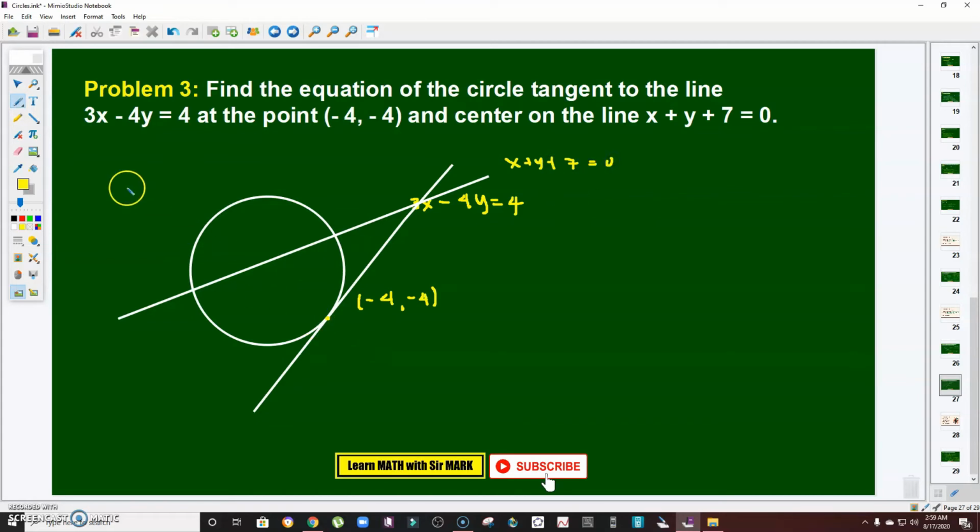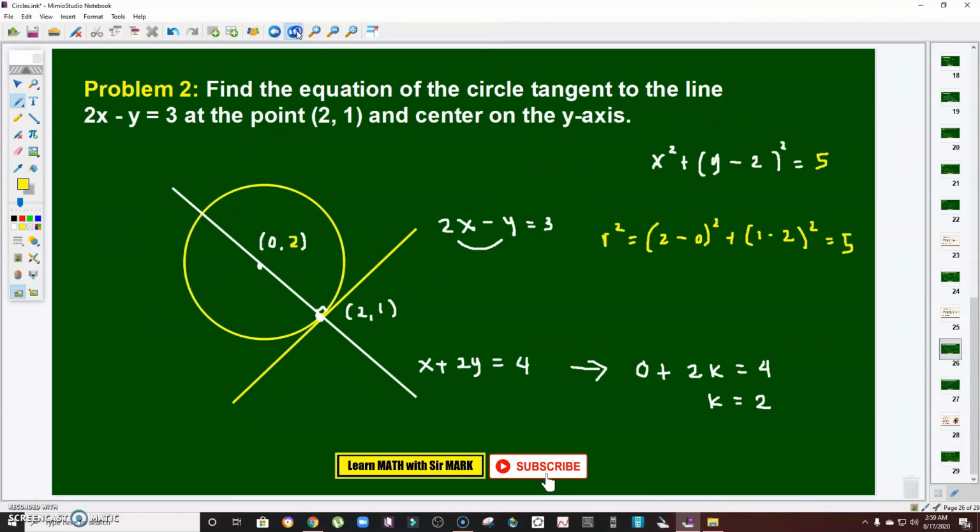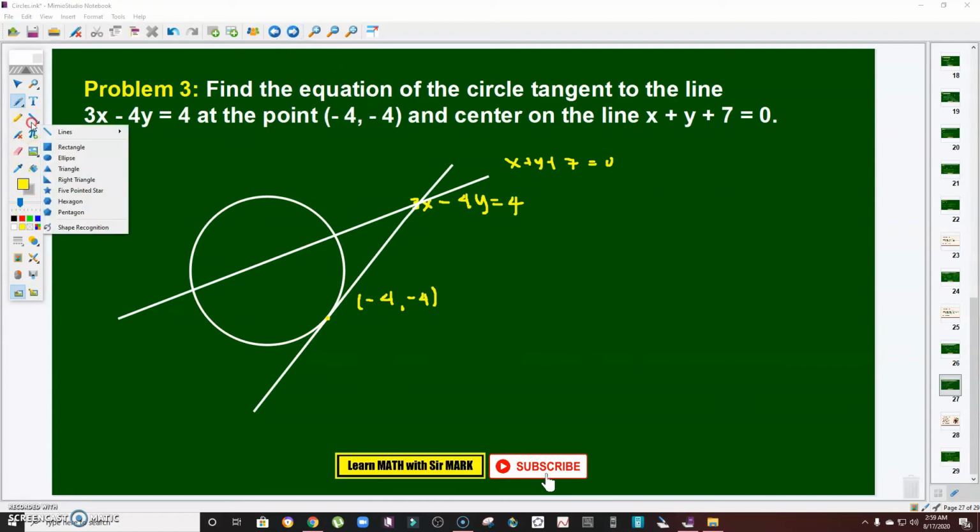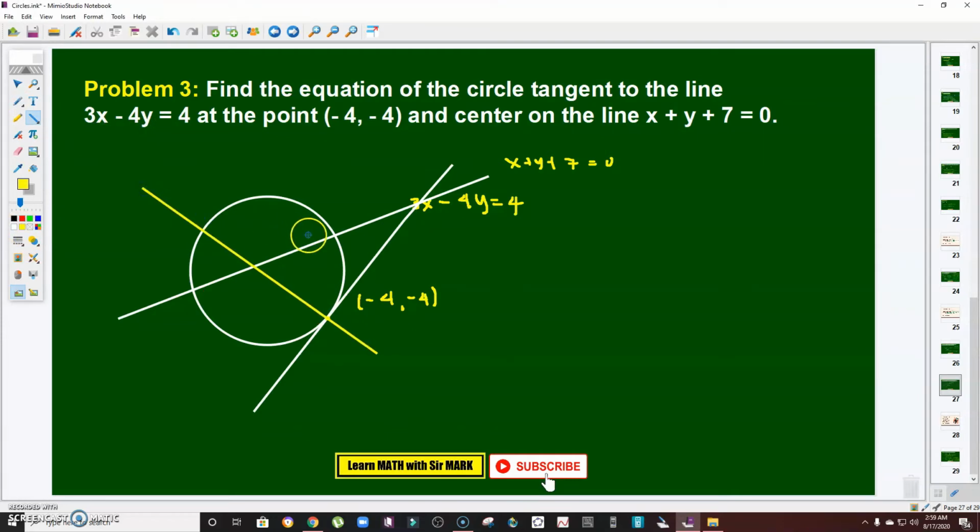Now, like what we did in the previous problem, it helps to show the normal line. Let me use yellow. That will pass through this point. Again, this is not the actual illustration; it's just a guess. Since it's a normal line, it is perpendicular to the tangent line, so if this is 3x minus 4y equals 4, like what we did in the previous problem.